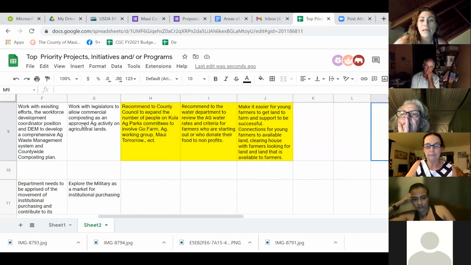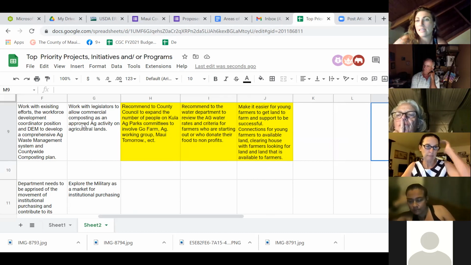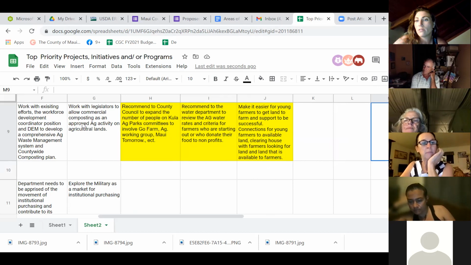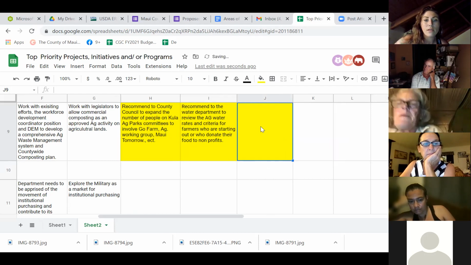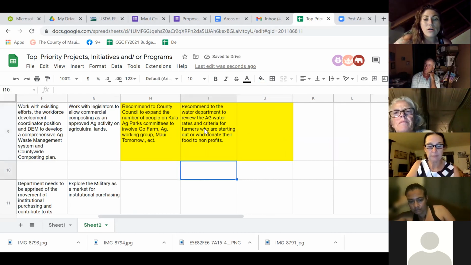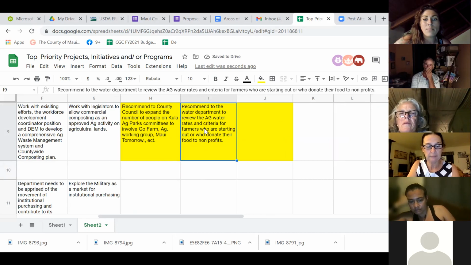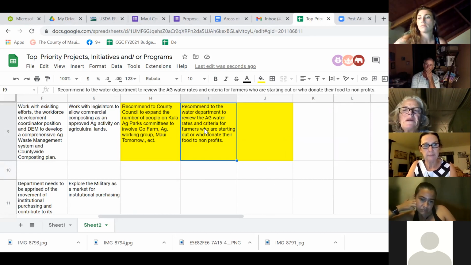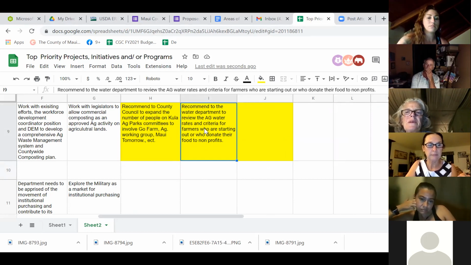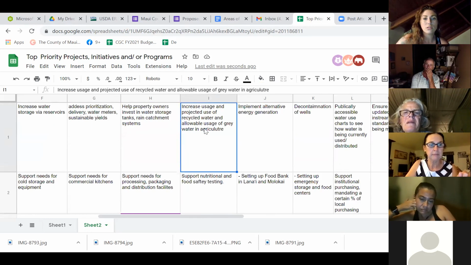Thank you, Jen. Make it easier for young farmers to get land to farm and support to be successful. Connections for farmers. Oh, this is the clearinghouse again, so I can take that one out because we got it up above. Yes. Do we want to move this one up to water? Yes, that would be a good place for it to be. Okay. Is anybody opposed?